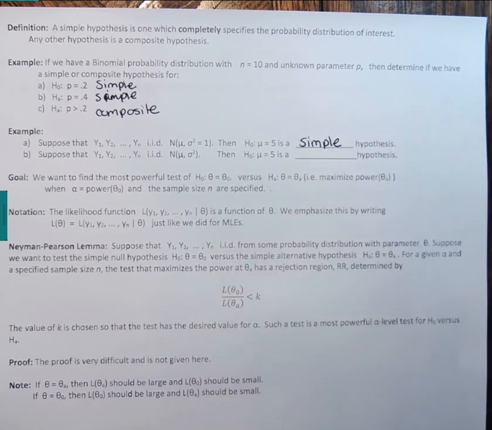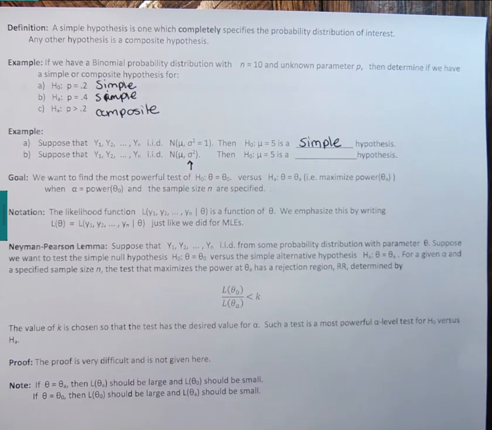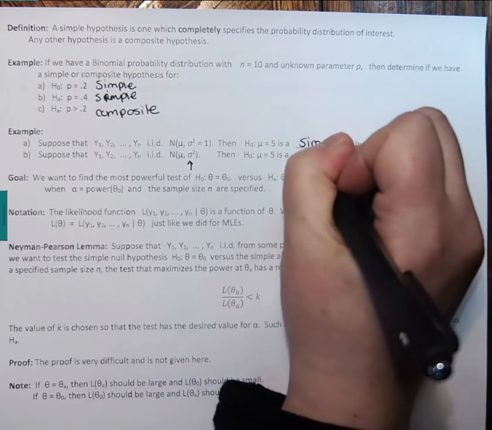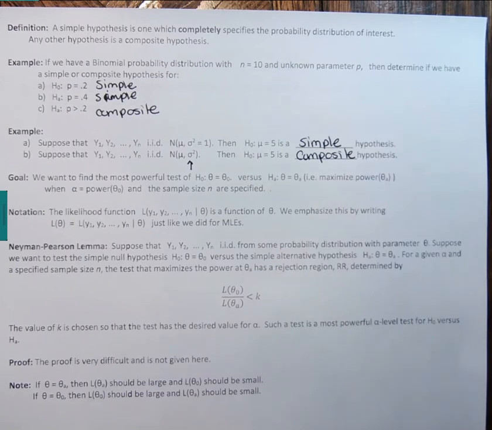Looking at the second one, again, we've got y1 through yn are IID normal. But notice the difference here, we haven't specified the value of sigma squared. We're still going to assume under the null that mu is equal to 5. Notice that this one is going to be composite because I don't know the value of sigma squared that we're working with, so I cannot completely specify that probability distribution. There's an infinite number of normals that could be, because there's an infinite number of potential values for sigma squared.